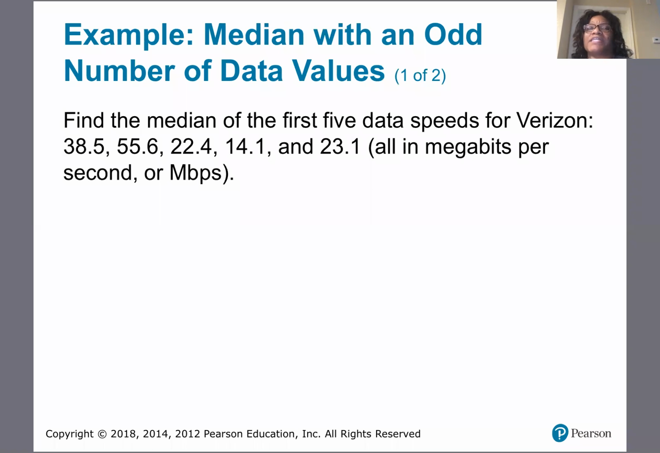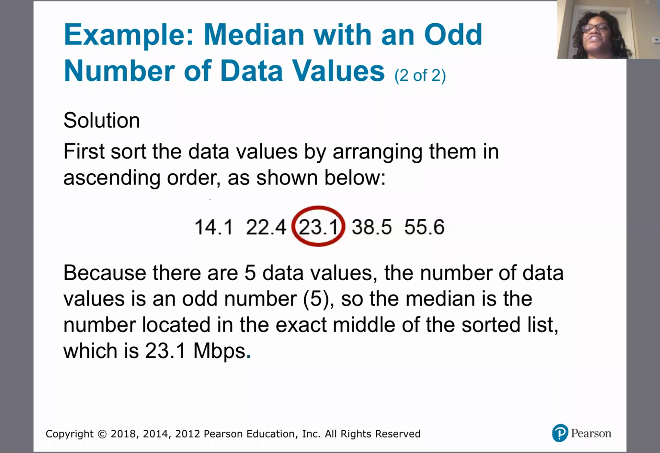So let's go back to our 5 Verizon data values that we were given in our mean problem earlier, and let's work that out and see what we come up with. The first thing we're going to do is sort the data values. I sorted them in an ascending list, meaning I'm starting with the smallest number and moving to the largest number. Because there are 5 data values, we know that the median is going to be the number directly in the middle. So our median data value here is 23.1.